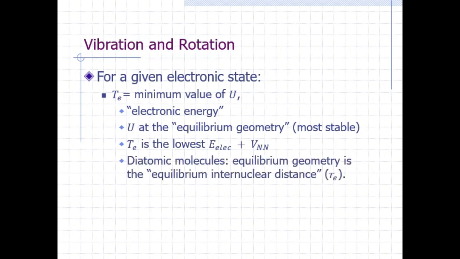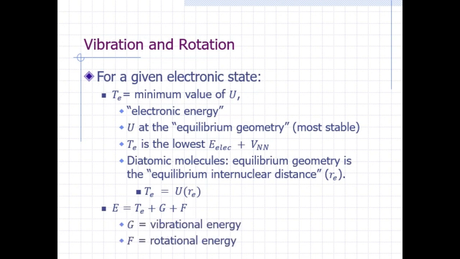For diatomic molecules, the molecular geometry is defined by specifying the distance, r, between the nuclei. And the symbol R sub E is typically used to represent the equilibrium internuclear distance. So, for a given electronic state of a diatomic molecule, T sub E is the value of the corresponding molecular potential energy at R equals R sub E. The total internal energy of a molecule is a sum of T sub E and contributions due to motions of the nuclei, which can be thought of as vibrations and rotations. Uppercase letters G and F are typically used to represent vibrational and rotational energies, respectively.